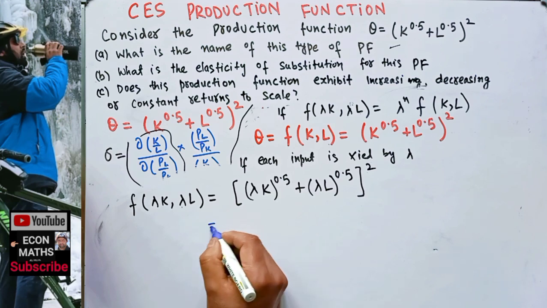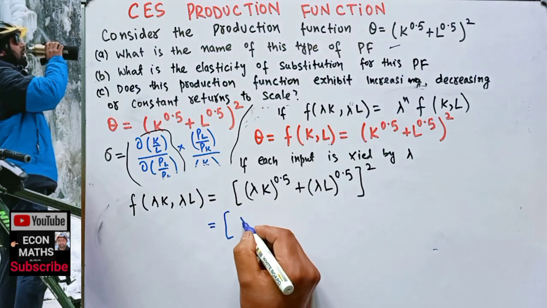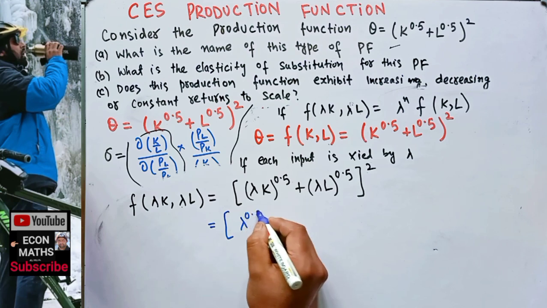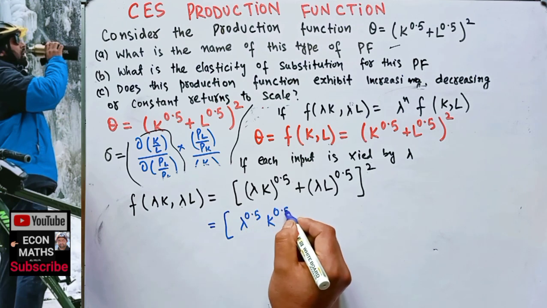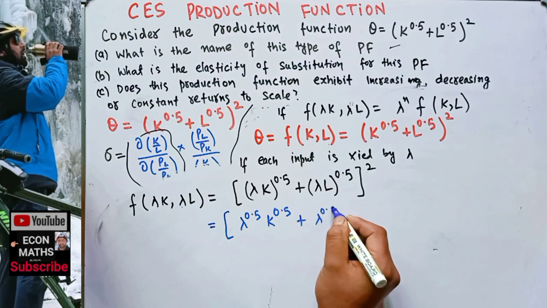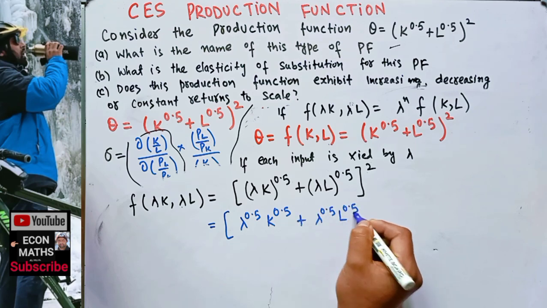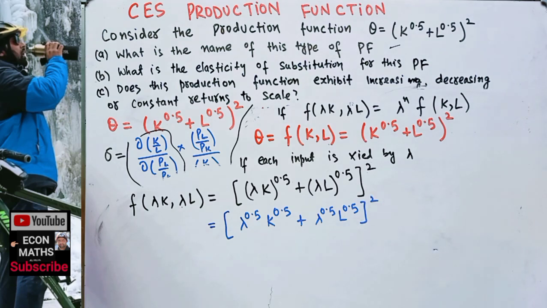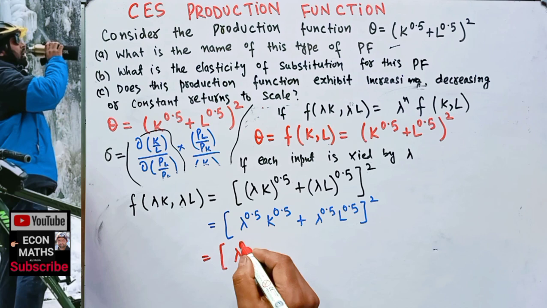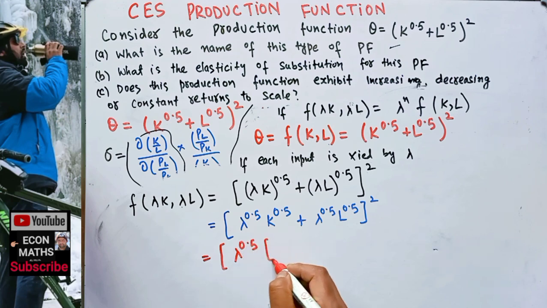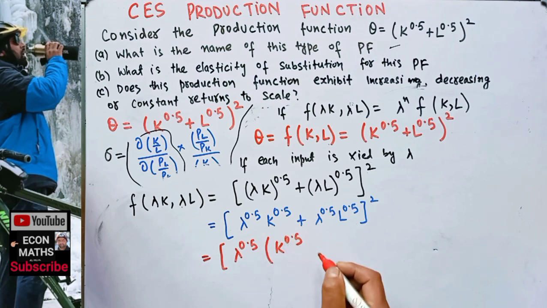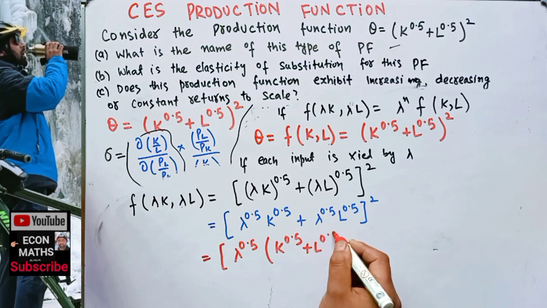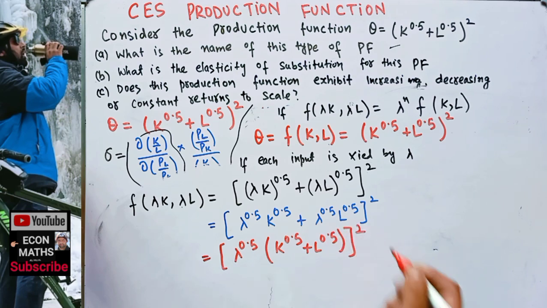Now here we can do one thing. If I write it in this fashion: lambda raised to the power 0.5 times k to the power 0.5 plus lambda raised to the power 0.5 times l to the power 0.5, squared. Also we can write it in this fashion: take lambda raised to the power 0.5 common, so we are left with k to the power 0.5 plus l to the power 0.5, whole squared.